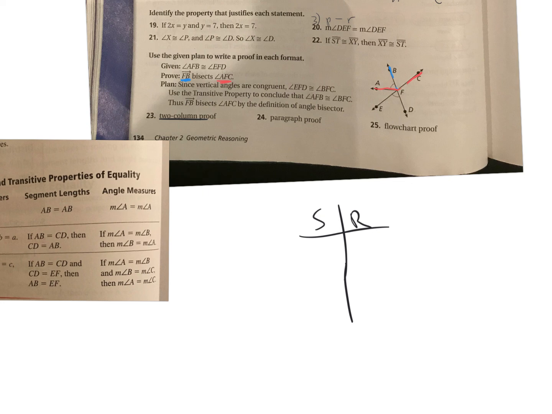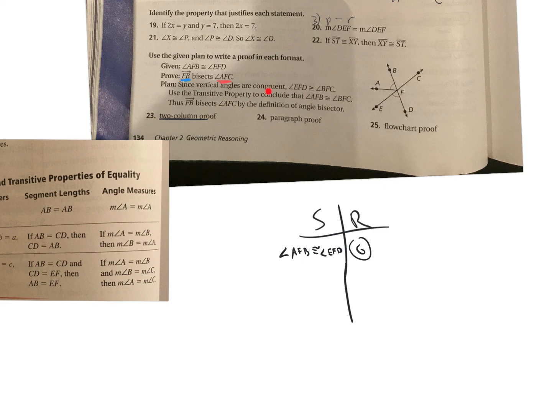Since the vertical angles are congruent, EFD is congruent to BFC. Use the transitive property to conclude that AFB is congruent to BFC. Right, okay. So first things first, write the givens. We have angle AFB is congruent to angle EFD. That's given, okay? Now to be clear, that's just saying that this rainbow angle is the same as that rainbow angle. All right, let me just erase this.